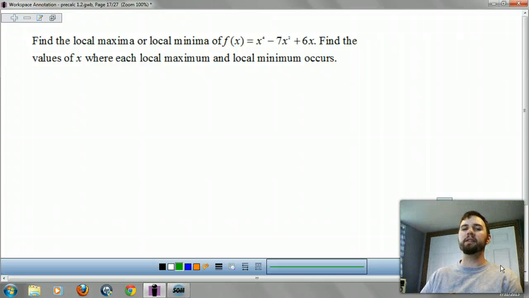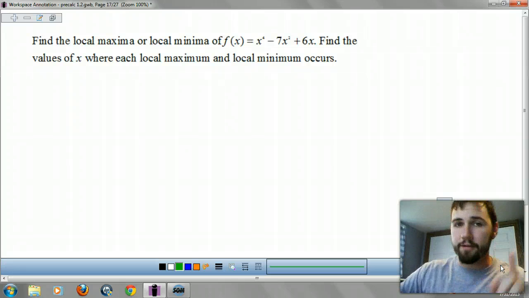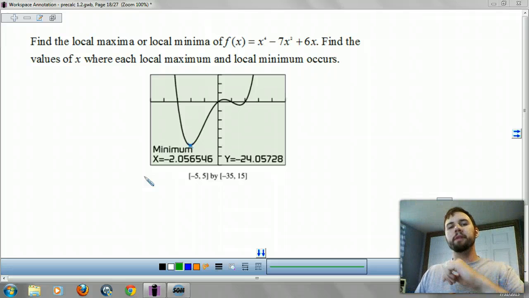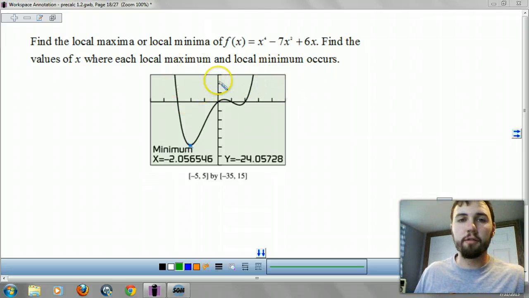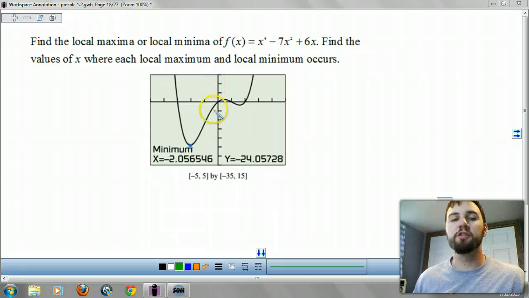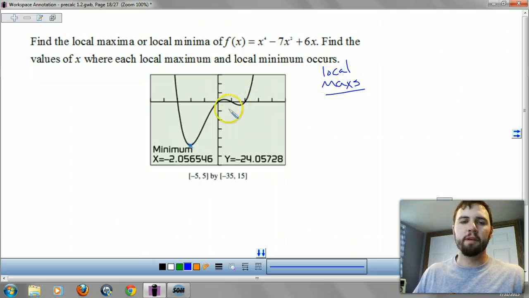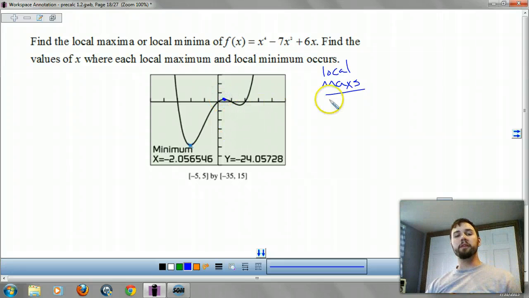Okay, find the local max and min of this function and find out the values where each one occurs. I have to graph it, so hold on a second. I graphed it. Now, tomorrow or next time we see chart, remind me to show you how to do this on your calculator. I'll do it quick though. So your max is local, not absolute. Well, that's a min. It's going to be a min. It's this top of this hill right here. Okay? So we're going to have one of those.